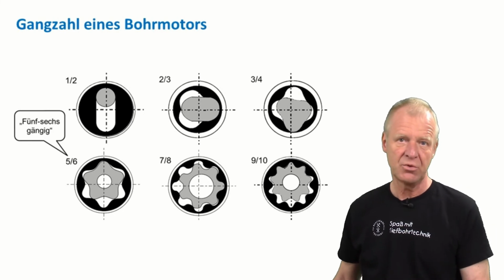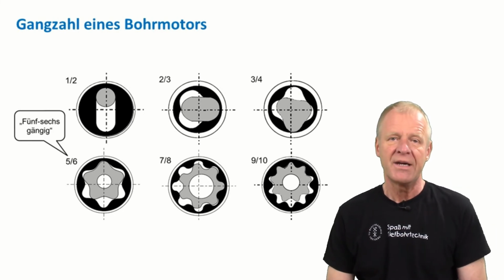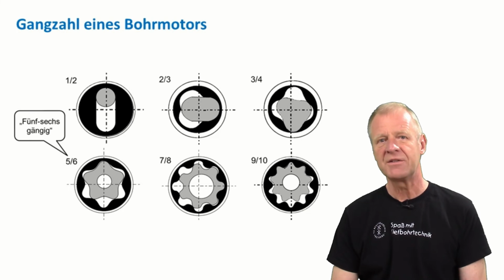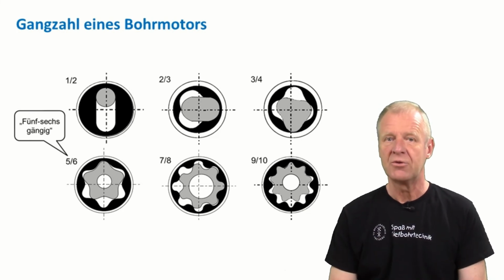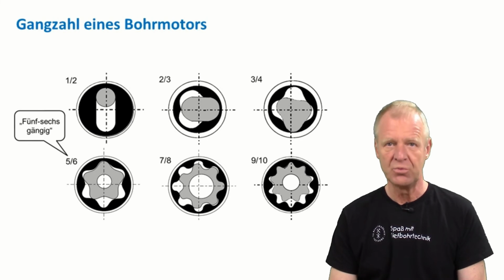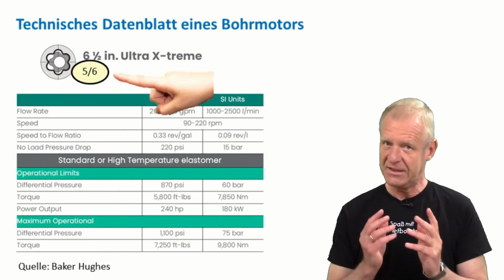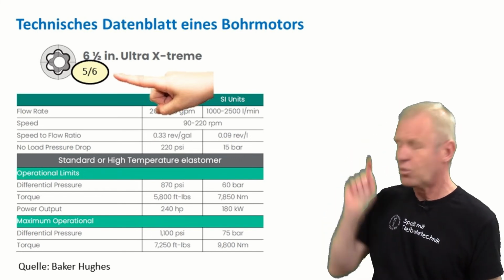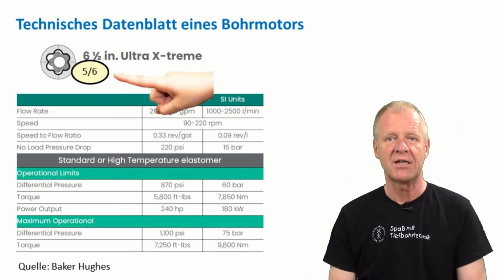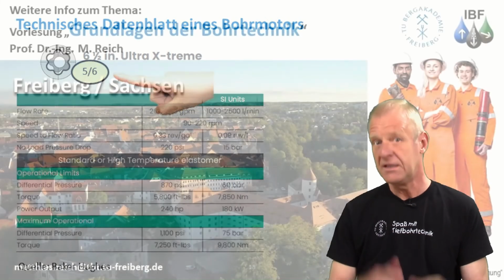The lobe configuration of a downhole motor tells an expert already at first glance a lot about the characteristics of the motor. So he immediately knows which application or which drill bit is suitable for the motor. And since the lobe configuration of the motor is such an important parameter, it's usually written boldly at the top of every downhole motor technical datasheet.